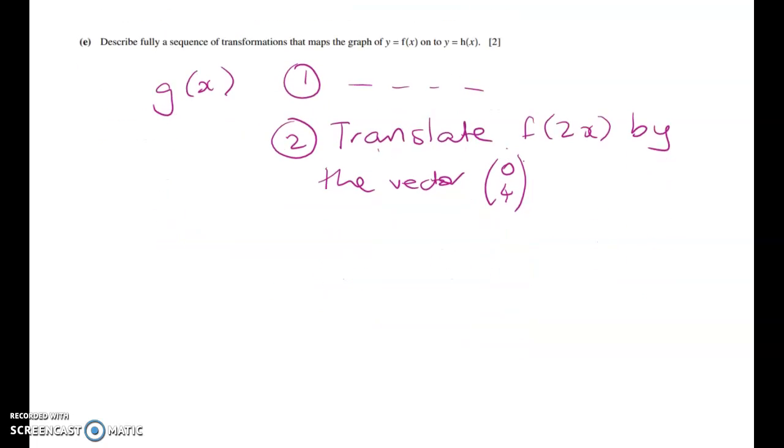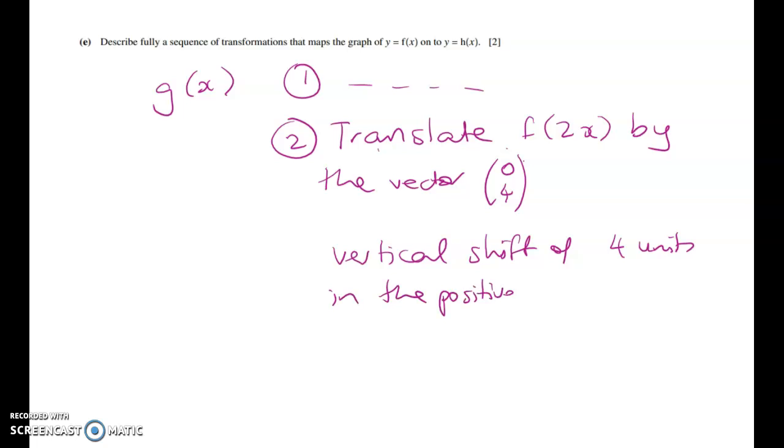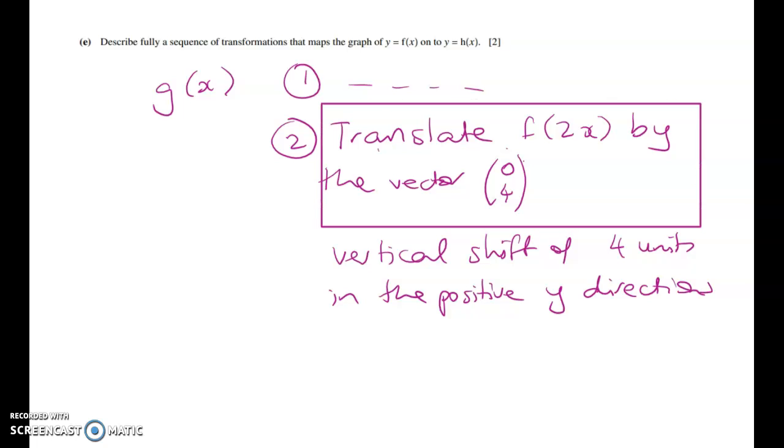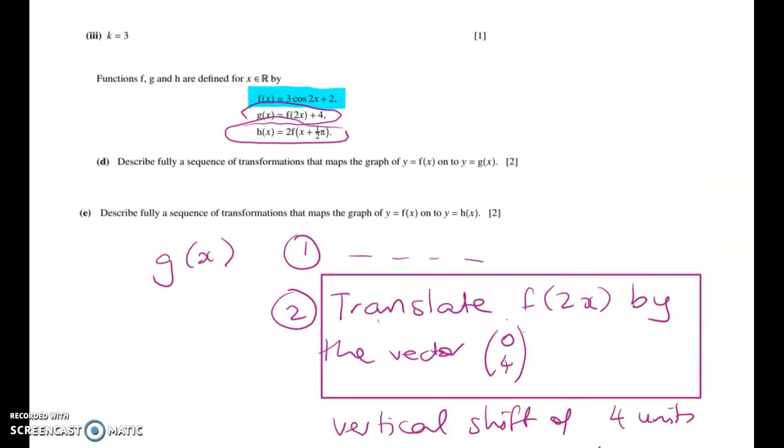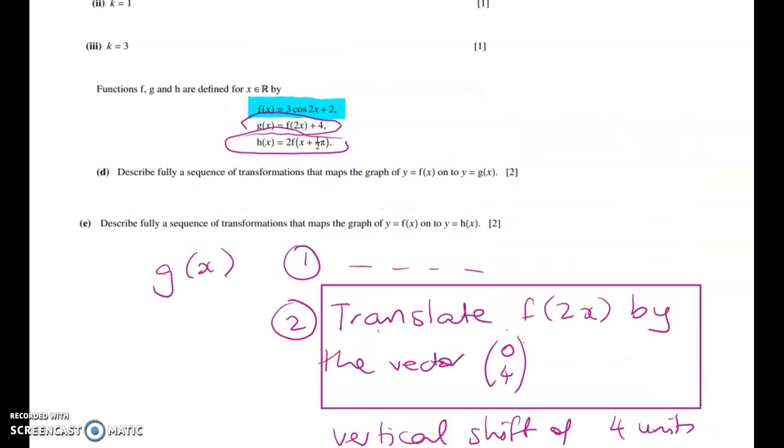The other language you could use is a vertical shift of 4 units in the, we can't just say up, right, in the positive y direction. Something like that. But I think it's cleanest when you're doing these ones to talk about a translation and to give the translation vector. All right, now let's look at how we can get from f of x to h of x.